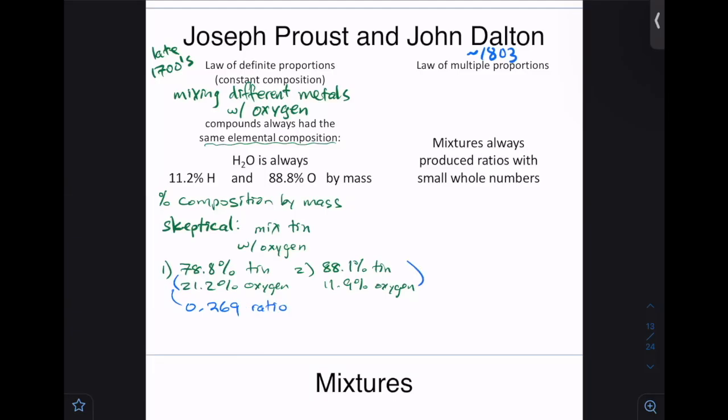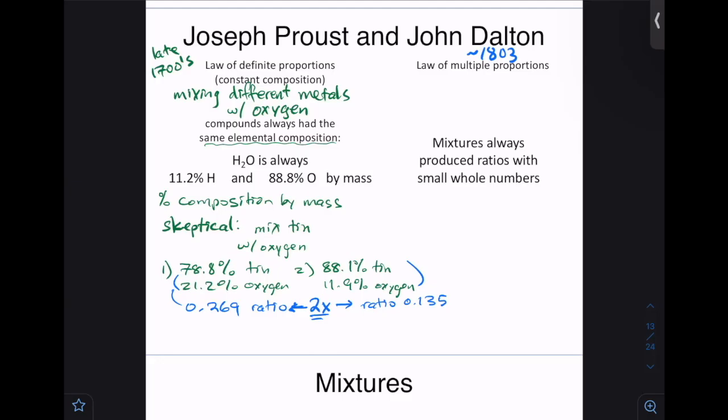And you take a look at this ratio of tin to oxygen in the other compound that was made, and that has a ratio mathematically of 0.135. Now that alone doesn't seem too surprising until you realize that this is a simple twofold increase. There's a twofold difference between one ratio and another ratio. Nice small whole number ratio.